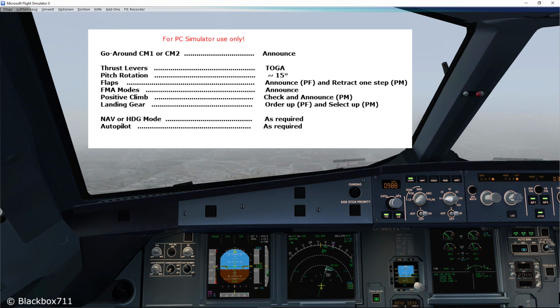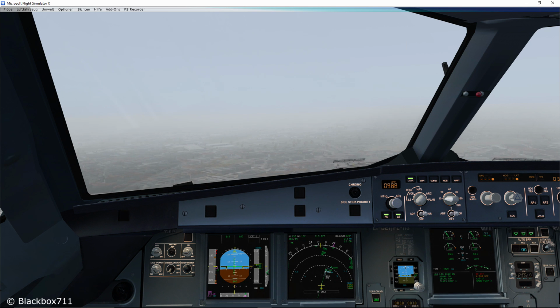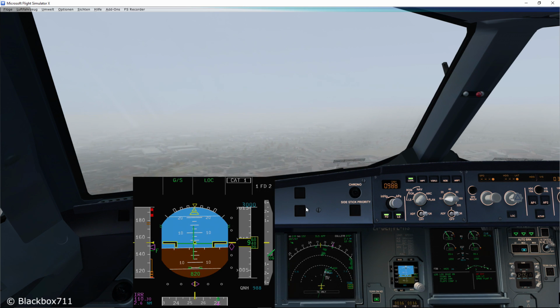Next up, at the thrust reduction and acceleration height, the thrust lever is moved back two notches into the climb notch. And then the aircraft is accelerated and the flaps are retracted step by step to the up position. Okay, that's in theory, and now let's have a look how it's done practically.